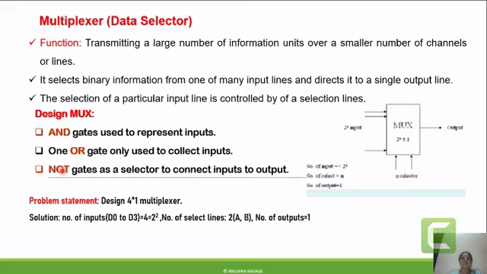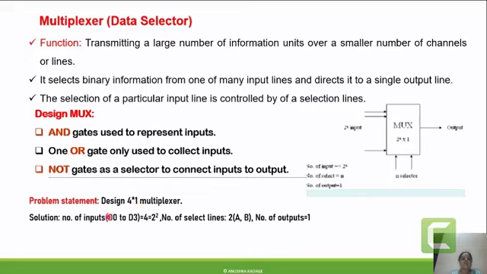Let's see one example of designing such a multiplexer. The problem statement asks us to design a 4:1 multiplexer. So it is clear that we have 4 inputs. To mark that in the generalized form of 2 raised to n, we have 4 equal to 2 raised to 2. So the n value comes out to be 2.